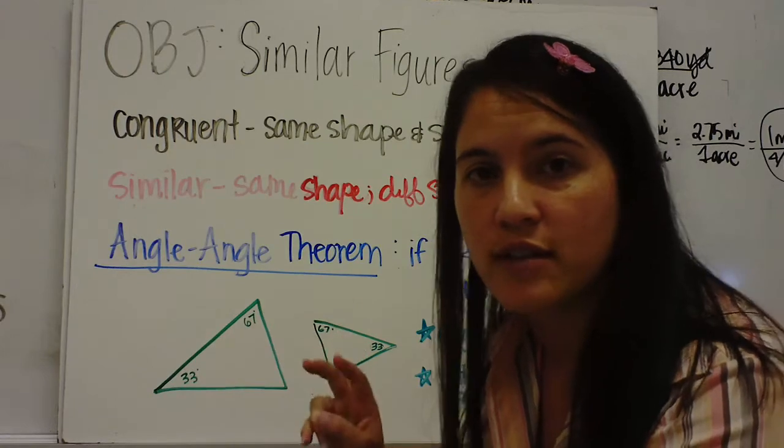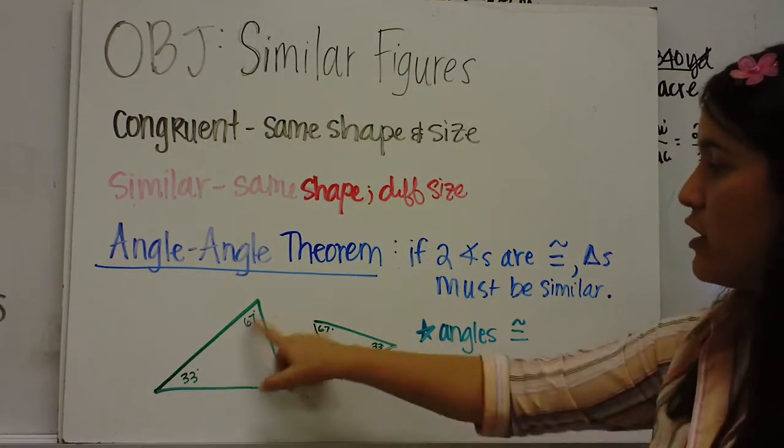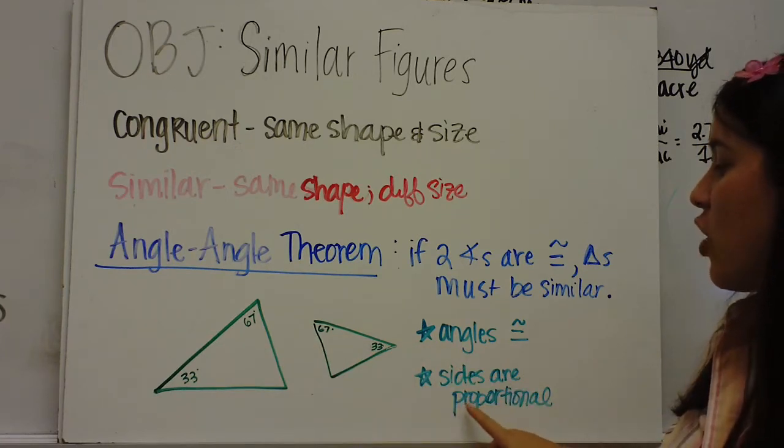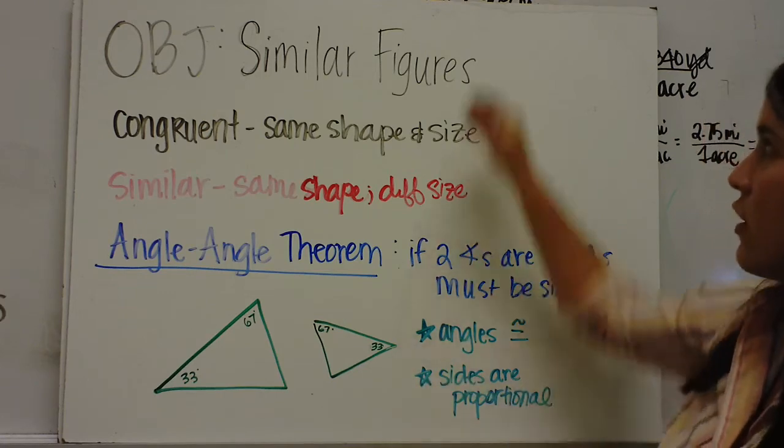And there's two important things that you need to know about similar triangles. The angles are congruent, we already know that. And sides are proportional, so we're going to be working with proportions again. So here are some examples.